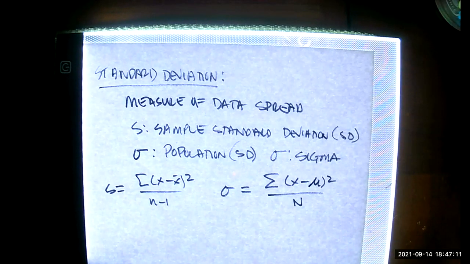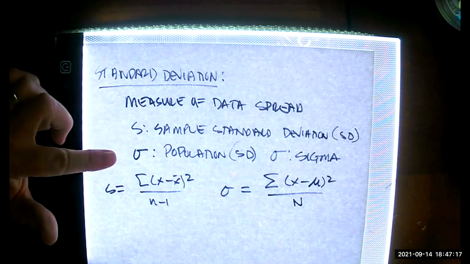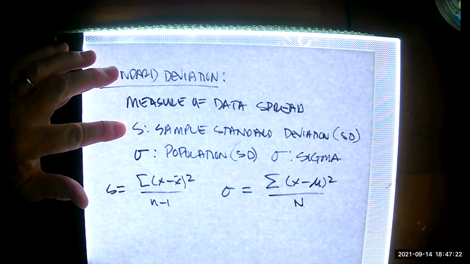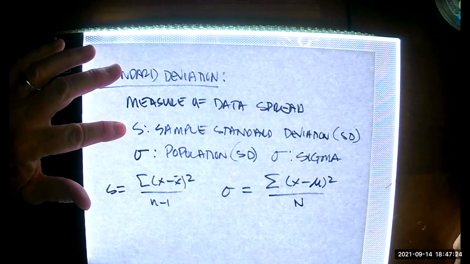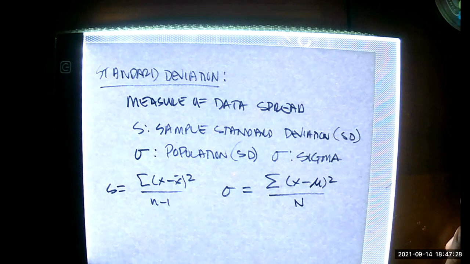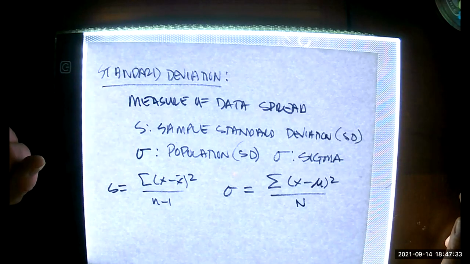Standard deviation is your basic measure of data spread. We have two flavors, one for a sample and one for a population. The sample, s, gets the normal everyday Arabic notation, if you will, the alphabet. Populations usually use the Greek alphabet when we talk about their parameters, so sigma for population.